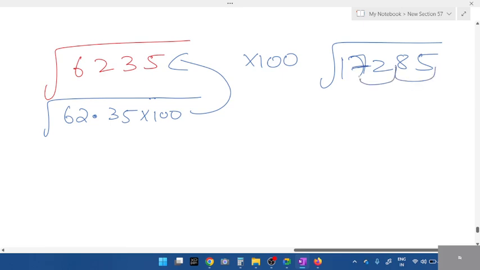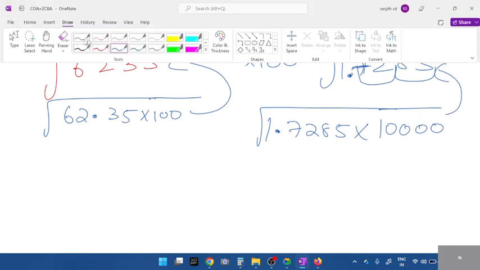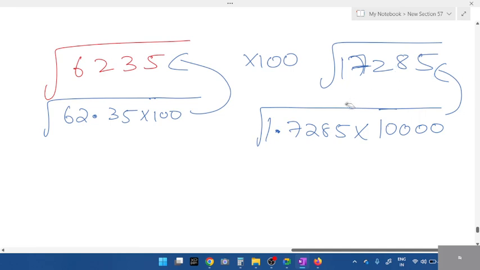Perfect. Look here. This is 1 and this is 1. I'll keep a dot here. 1.7285 multiplied by... after the point, how many numbers are there? 4 numbers. So how many zeros do I have to add? 4 zeros. If I multiply, are we getting the question back? See, this is how you solve. So keep this aside, students. Next, take the square root of 1.7285 multiplied by this, separately.